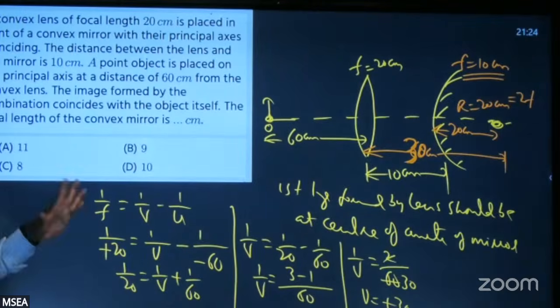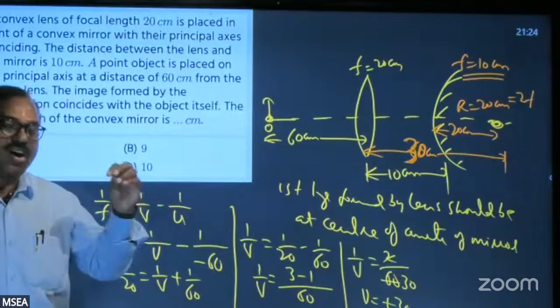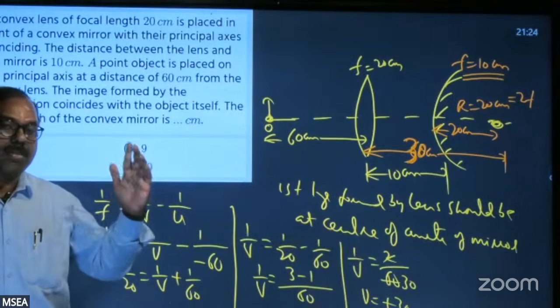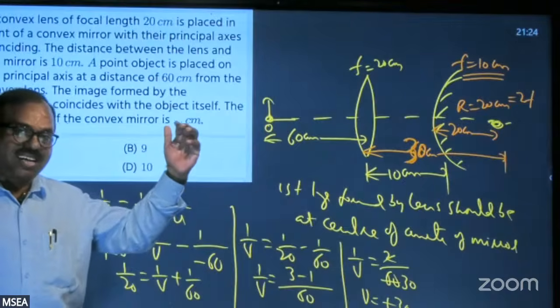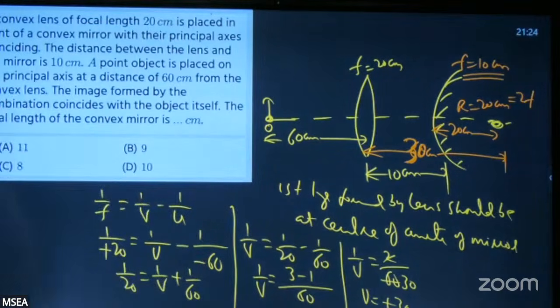This is the way you have to remember. This is very important. Whenever the final image is coinciding with the object, the first image formed by the lens should be at the center of curvature of the mirror. By that we can get the answer.